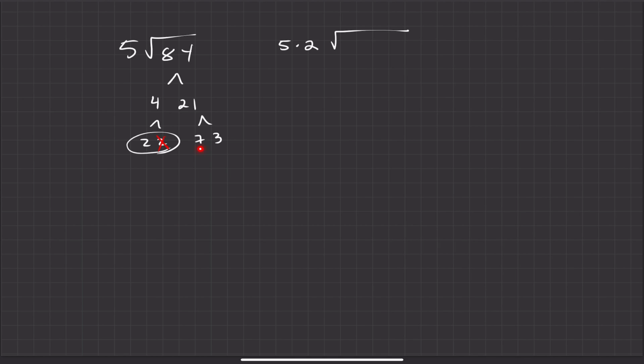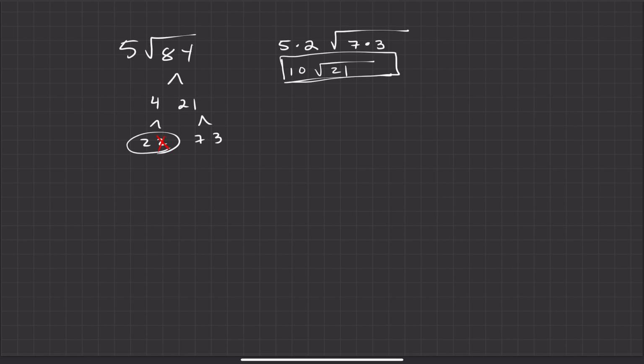So what do I do with the 7 and the 3? They're going to go inside of the square root, and they're going to be multiplied. Okay, so 5 times 2 is 10, root 7 times 3 is 21, so the answer is 10 times the square root of 21.